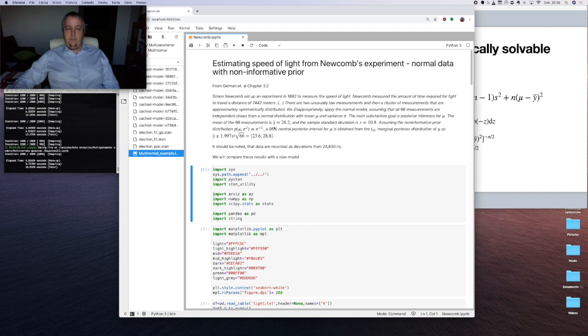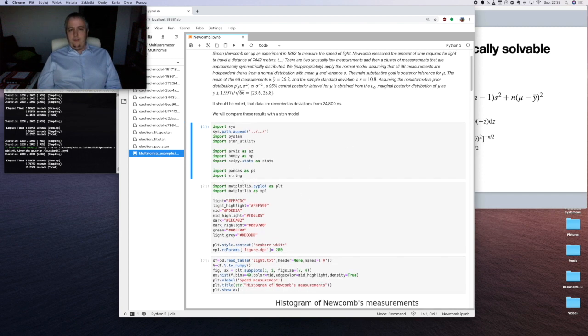Assuming again a non-informative prior distribution for mu and sigma, we can get the 95% central posterior interval for mu. We can obtain it here. Our data looks different, because as you can see, the mean is 26.2. What does it mean? It means that the data is recorded as deviations from 24,800 nanoseconds. This was a reference value, and we are just looking at the difference from it. And we will compare these analytical results with what we can do with a Stan model.